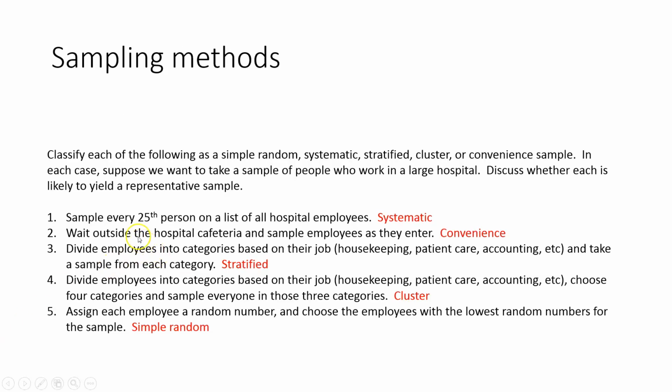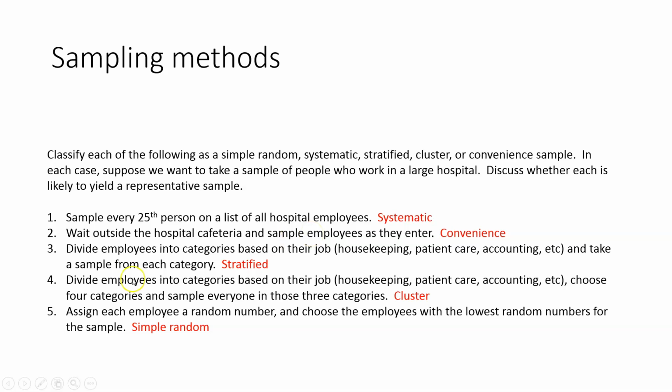All right, so now let's go over those. So we want to take a sample of people who work in a large hospital. So we sample every 25th person on a list of all the hospital employees. That's systematic because we've got our list and we're taking every kth one. Waiting outside the hospital cafeteria and sampling employees as they go in, that's a convenience sample.